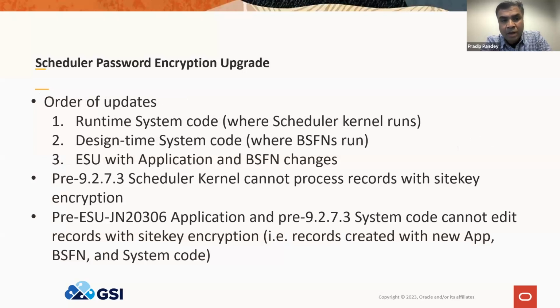So, order of updates: if you are implementing this feature, 9.2.7.3, you have to have the runtime system code, design time system code, and the ESU of the application and BSFN changes. For pre-9.2.7.3, the scheduler kernel cannot process records with site key encryption. Pre-ESU JN20306, which has application changes, and pre-9.2.7.3 system code cannot edit records with site keys. So you have to go to 9.2.7.3 and get this ESU to start using this new encryption for the scheduler password. Next slide.